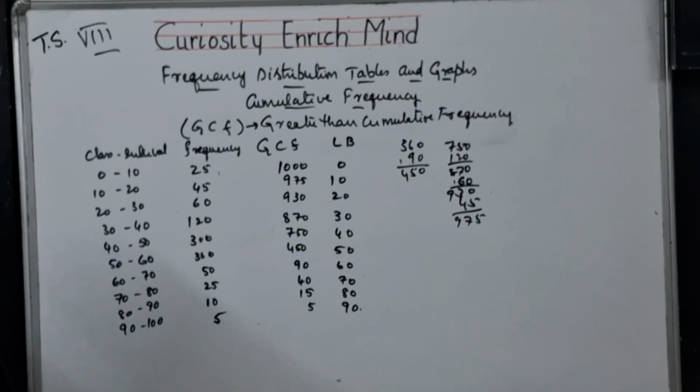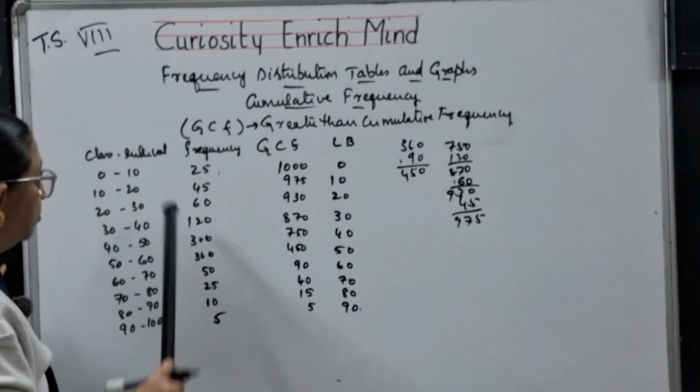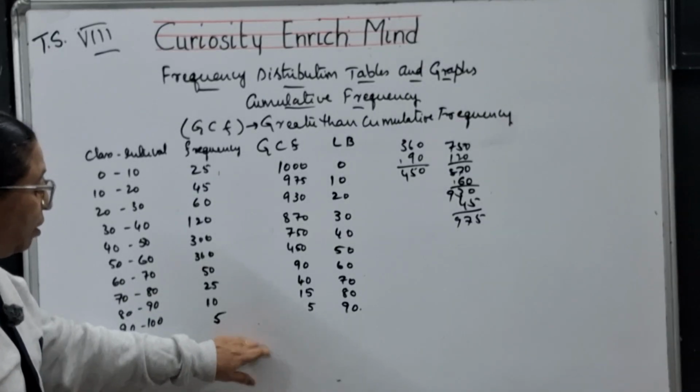For greater than cumulative frequency, see in the class interval whether it is in ascending order or descending order. Here it is in ascending order, so the greatest value is here. Sometimes you may get class intervals in descending order, then the greater value will come here. Don't underestimate this word, children. It is not from bottom to top in every case; we have to see the order.